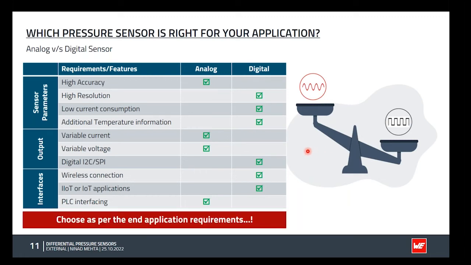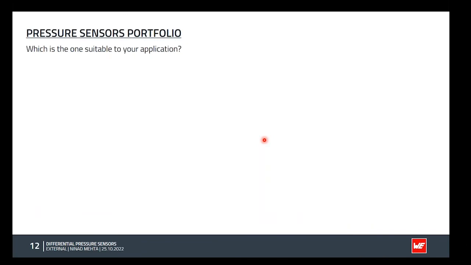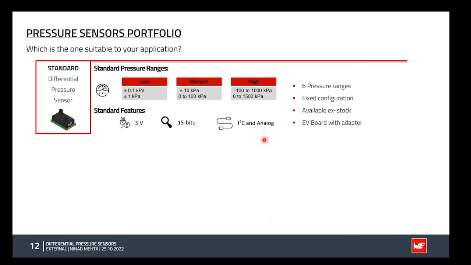Let's now have a look at some of the pressure sensors we have in our portfolio. So we have as a standard differential pressure sensor, a low, medium, and high pressure range, which starts from plus or minus 1 kilopascal to 1500 kilopascal. These sensors work at 5 volts, and they have 15 bits of ADC resolution. And the sensors are I2C and analog. So digital I2C and analog output, both of them are available in parallel. So you can either choose to read out the data with the digital interface, or also have an analog output.